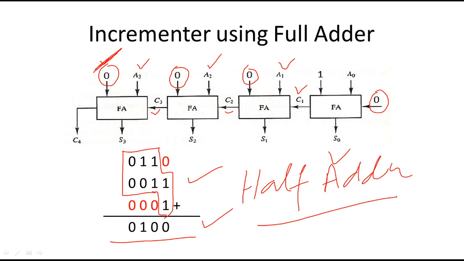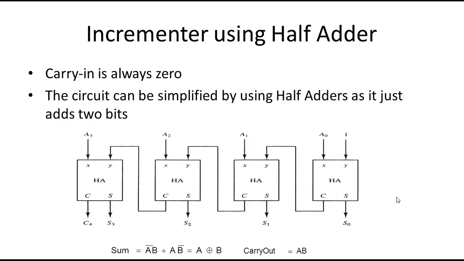But one thing is important here: the implementation using a full adder is also correct, but it takes more time, as a full adder circuit has more gates as compared to a half adder. A full adder has 2 XOR gates and 3 AND gates, whereas a half adder has 1 XOR gate and 1 AND gate for carry. So a half adder circuit is much simpler as compared to a full adder.